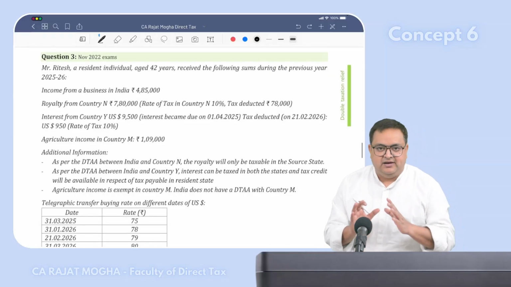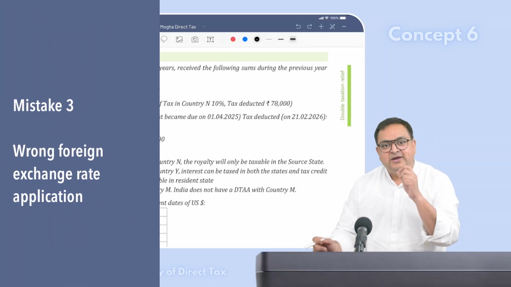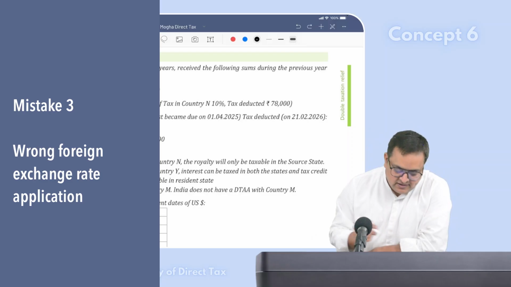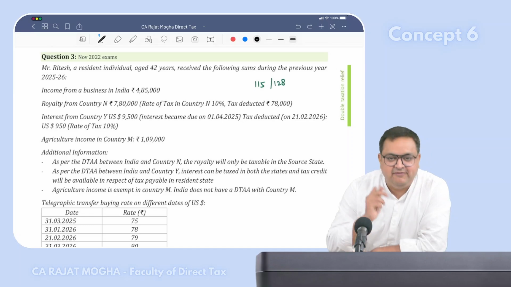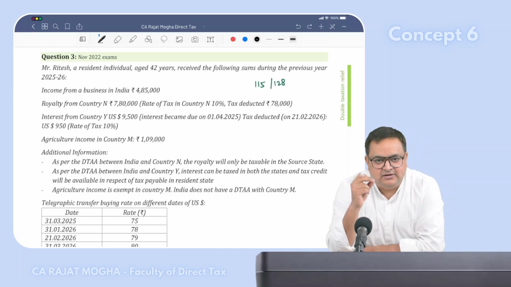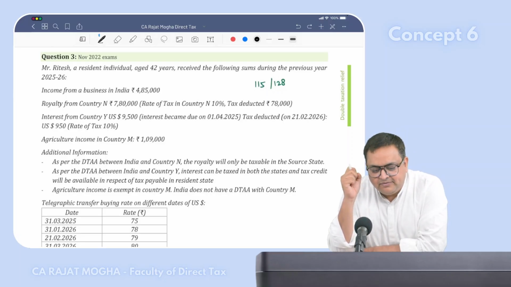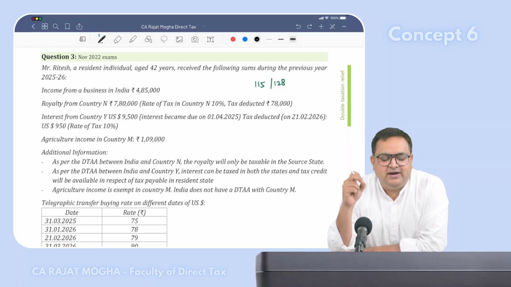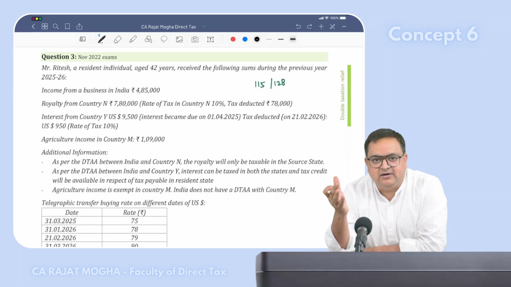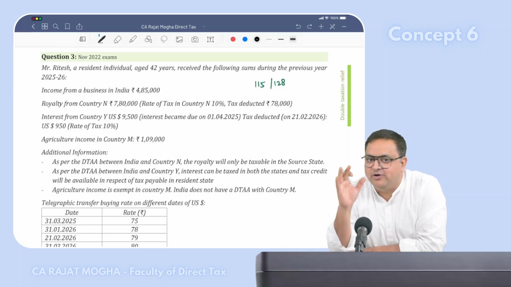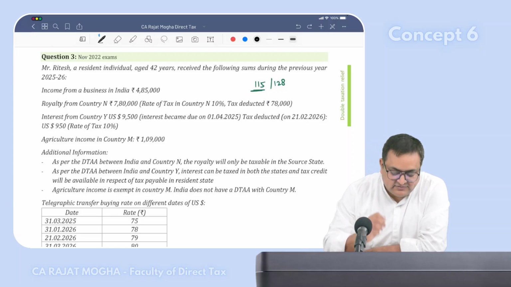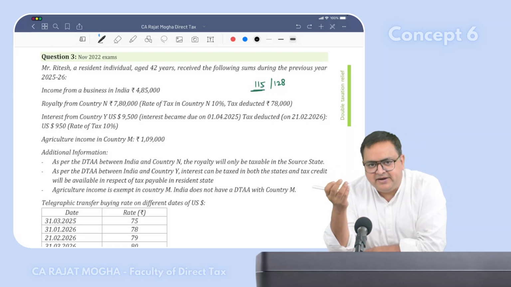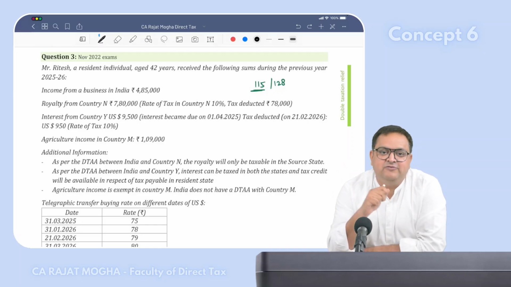Let me come to the third mistake. The third mistake is very technical. Students don't actually apply the foreign exchange rate correctly. They forget to realize the importance of Rule 115 and Rule 128, which is very important. Because in a double taxation question, there is a major chance that you will be getting foreign income, for example, the examiner is giving it to you in foreign currency. So you need to convert it. So guys, 115, specifically 115. 128 is comparatively easy because there is only one rate, but 115 you should remember.